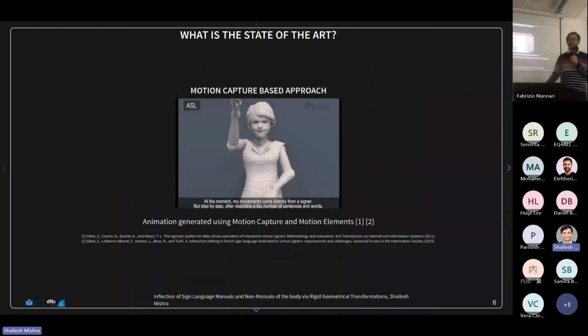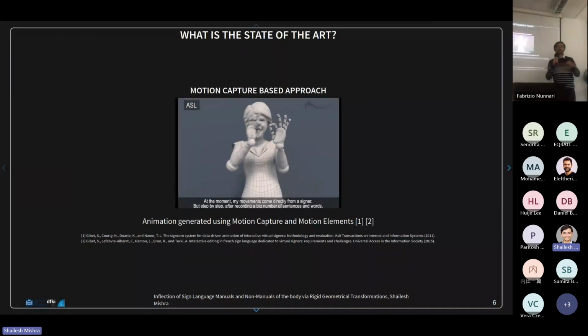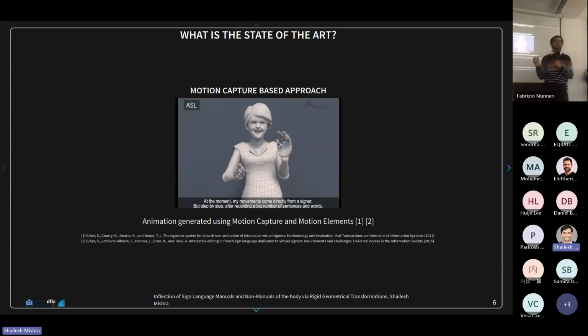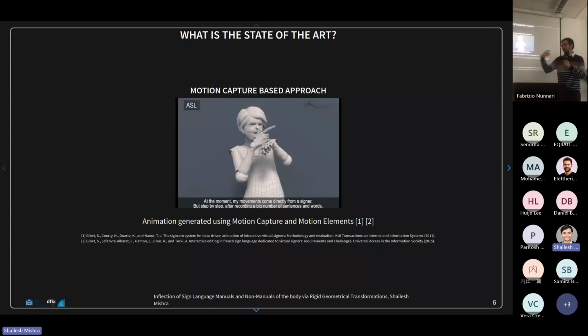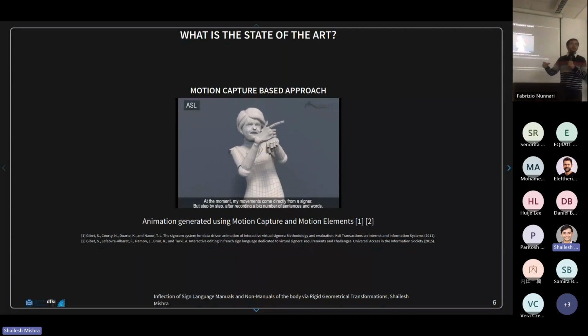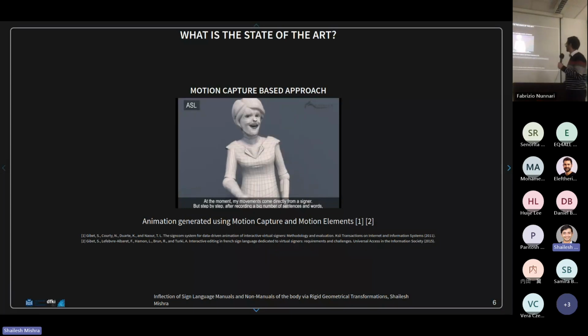Then we have some other ideas where we take different motion elements from different signs and compose them together to form a high-fidelity motion, like this one. Here, the problem is you have to divide a gloss into different sub-glosses and identify the animation of each body part for those sub-glosses. And this is a very challenging problem on its own.